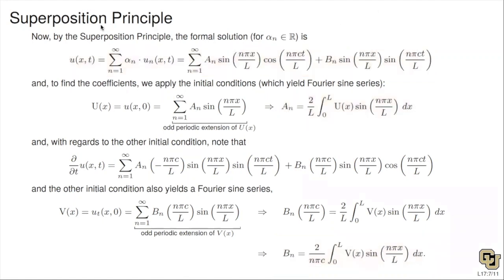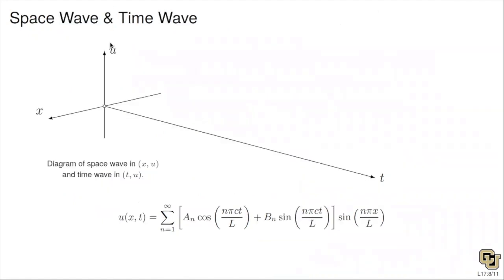And that answer, unfortunately, is not so easy to understand. So folks, let's look at the solution. I want to show you this. It's an important part of interpreting what's going on here. There are 2 waves. There's a space wave happening in the x and u variable. Remember, u is the vertical position. But then there's also a time wave happening in the t and u variable.